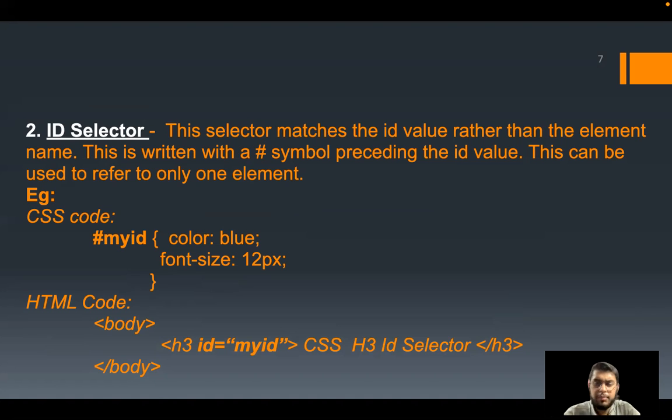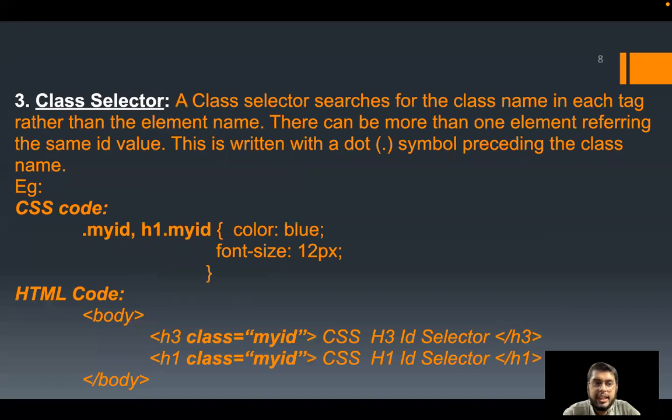So the basic difference I'm trying to make you understand is that in this part, we map the tag that we want to style, the selector, through the ID with the hashtag symbol, then the ID name, and then the property and styles. Okay, now we move to the next part.